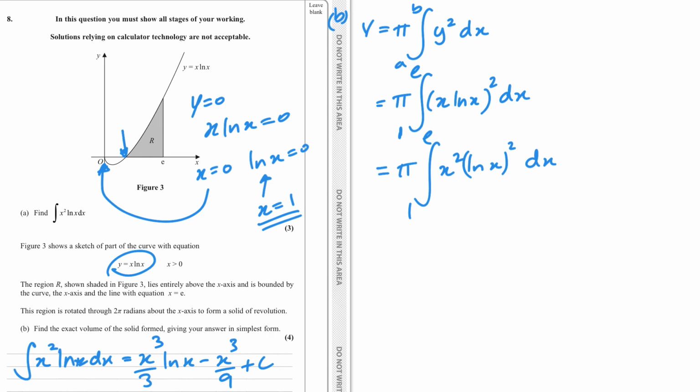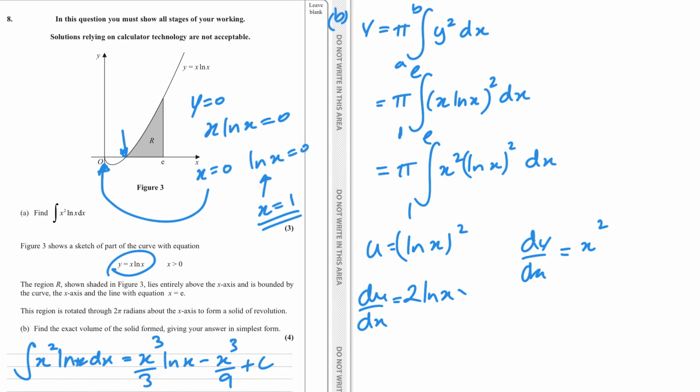And I'm going to approach this very much like I did the previous part. So I'm going to make u equal to my ln x squared, and dv by dx equal to the x squared. So du by dx is going to be 2 ln x multiplied by the inside of the bracket differentiated. So we get 2 over x ln x, and v is going to be x cubed over 3. And like a lot of these, I make sure I put that I in there before I proceed.